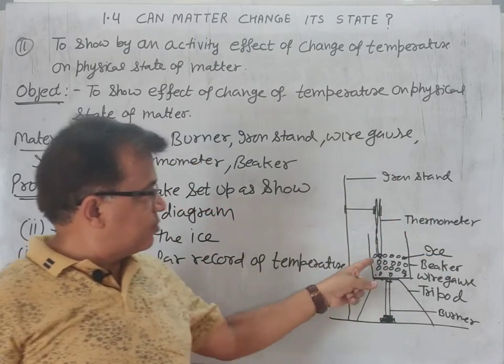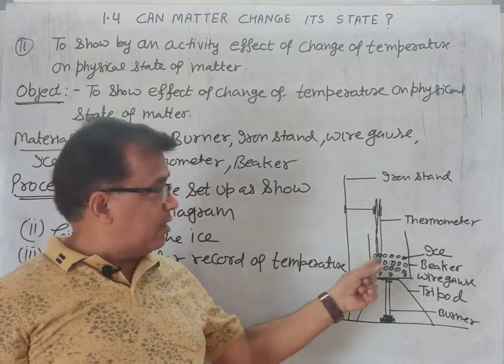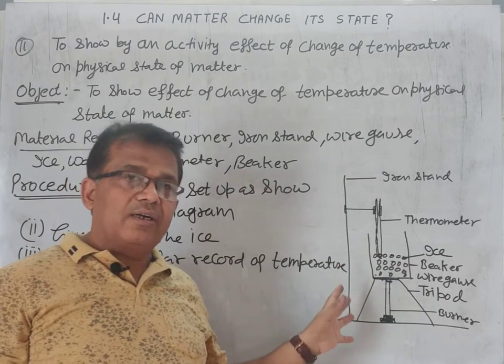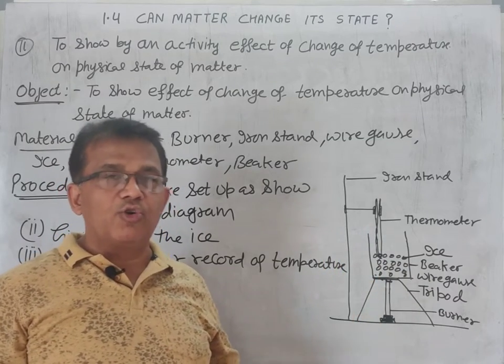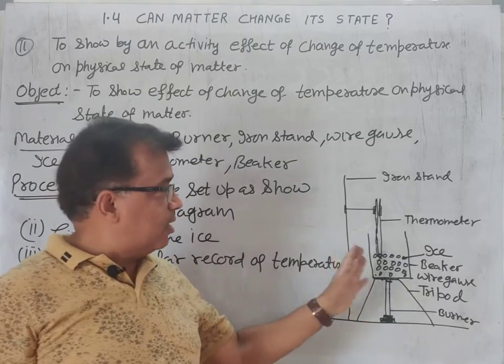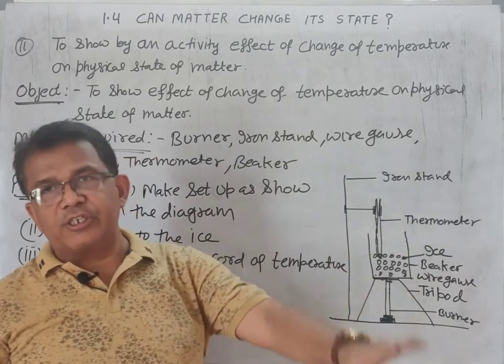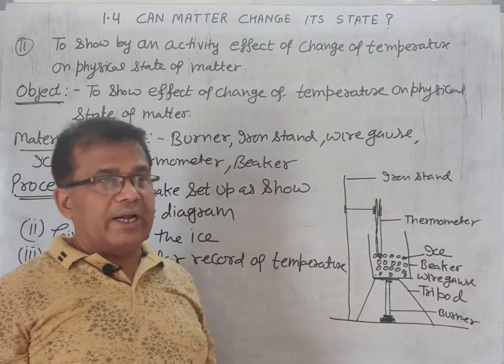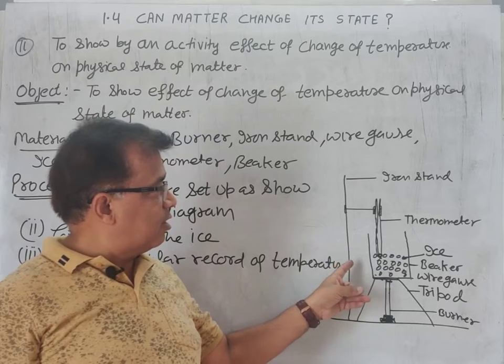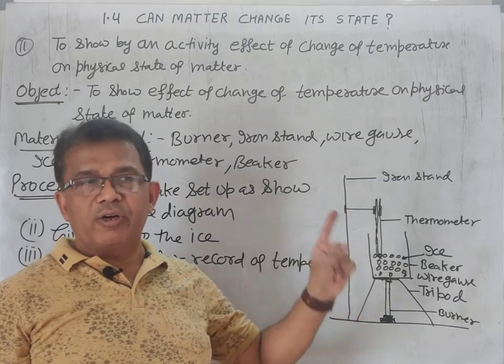At 100 degrees Celsius it is water. So at 100 degrees Celsius, the temperature will not rise again, but water starts converting into vapor, and it will remain at 100 till the whole water converts into vapor.